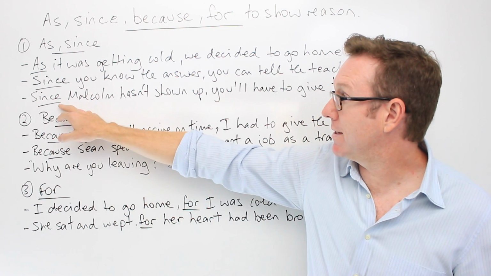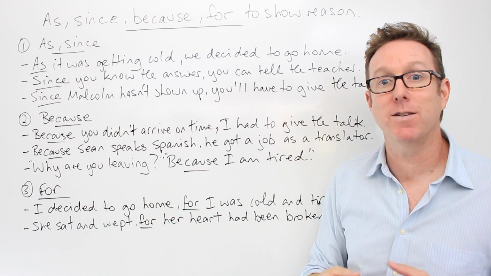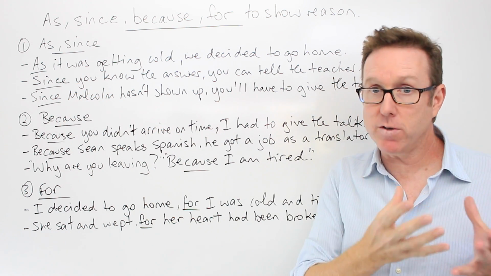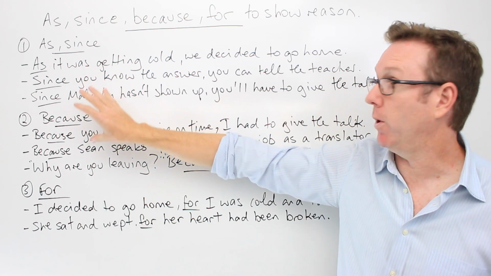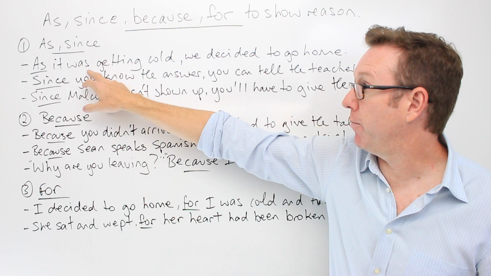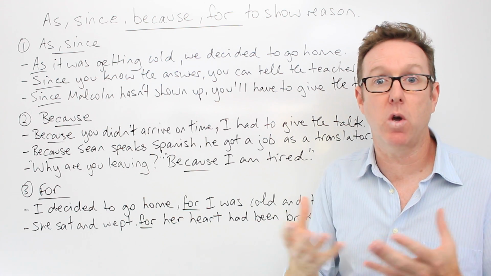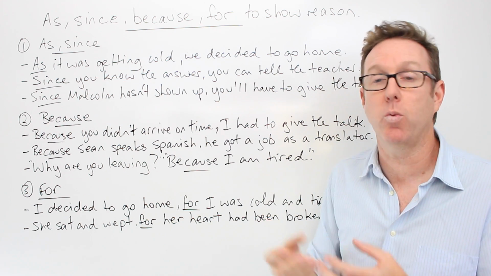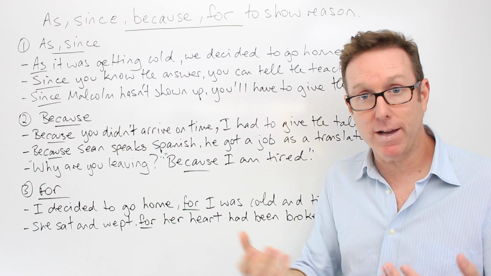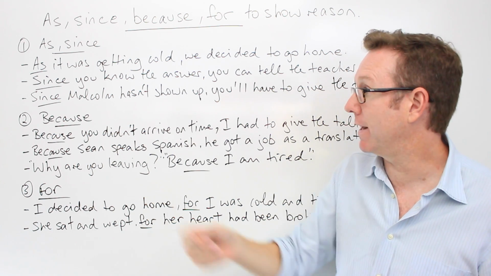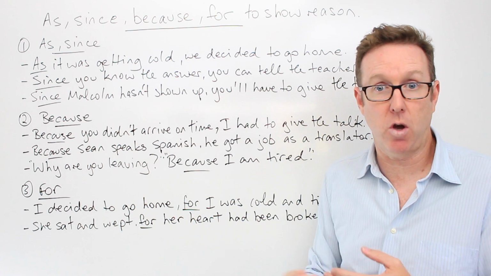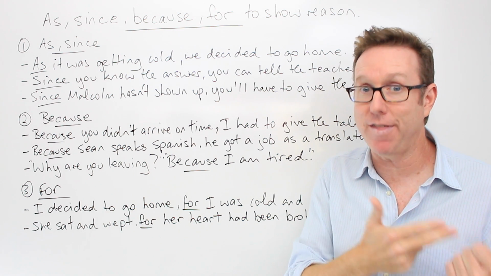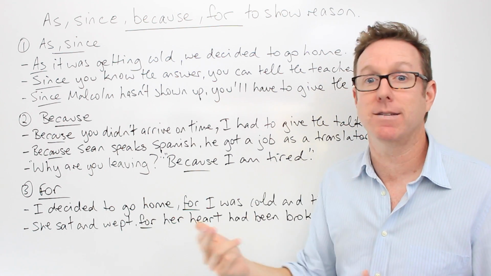Now, we use since or as in this sense when the person that we're speaking to knows a little bit about the situation, okay? So we're with different people. They knew that it was a cold day. So as it was getting cold, we decided to go home. More or less, that had been introduced previously. Since Malcolm hasn't shown up, you'll have to give it. So the other person knows that Malcolm isn't there and realizes that that is the case.